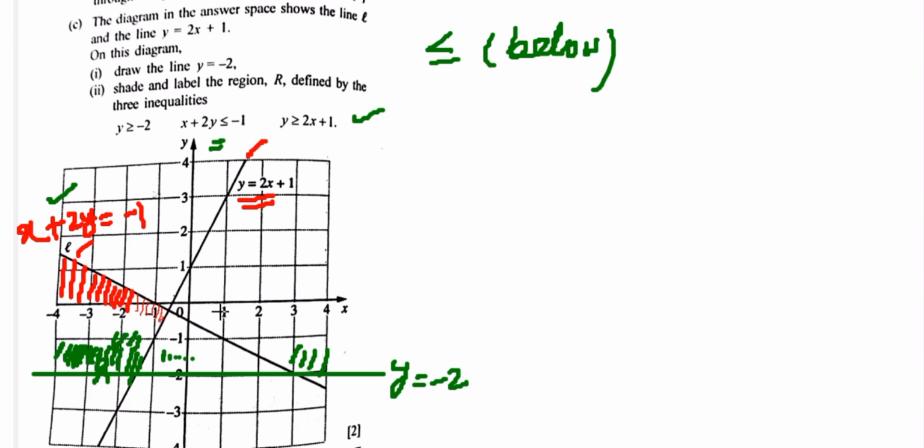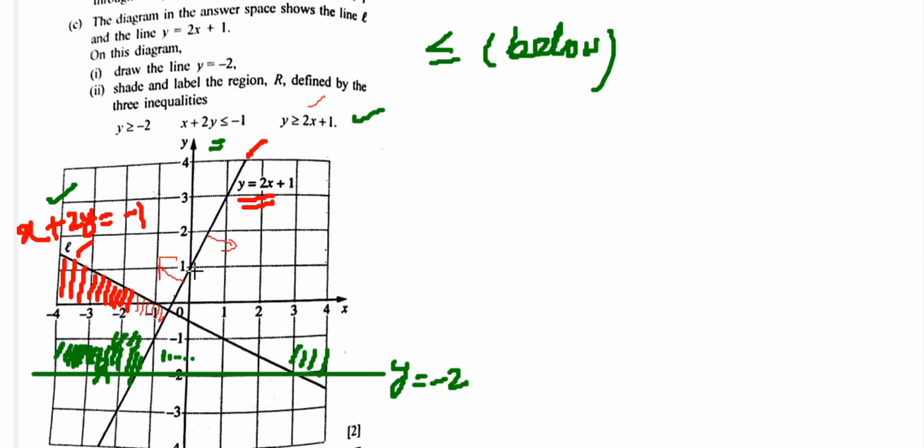The last one, y greater than 2x plus 1. In which direction will we shade here? In this direction or in this direction? Decide it. I need to find all those values in which y is bigger than 2x plus 1. So the required region. Suppose you are unable to decide the direction.